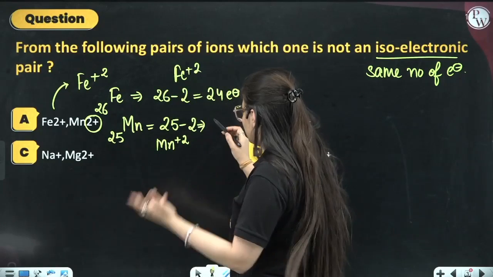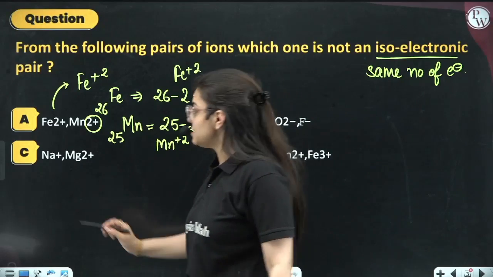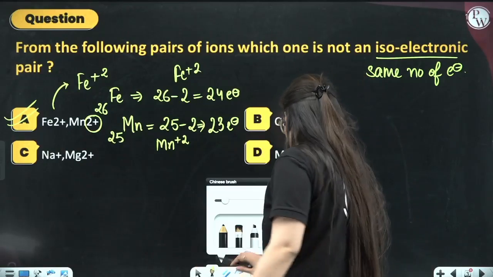Subtract two numbers so that we can get electrons. That shall come out to be 23 electrons. Are they same? No, ma'am. Hence our option number A is the correct answer, right? Still we will be solving the other options as well.